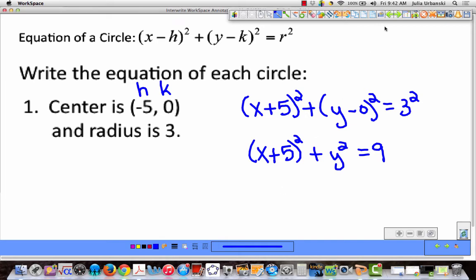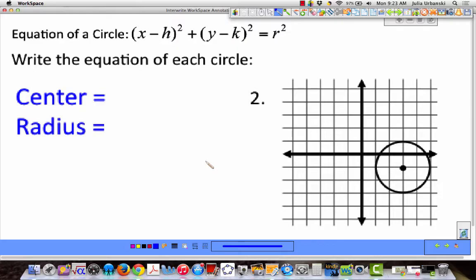Coming from a picture, you can do the same thing like number 2. So with this example, number 2, we have a picture instead. So looking at the diagram, figure out what the center is. It's right here, but remember you need to count it from the origin. So it goes to the right 3, and then it goes down 1. So the center is positive 3, negative 1.